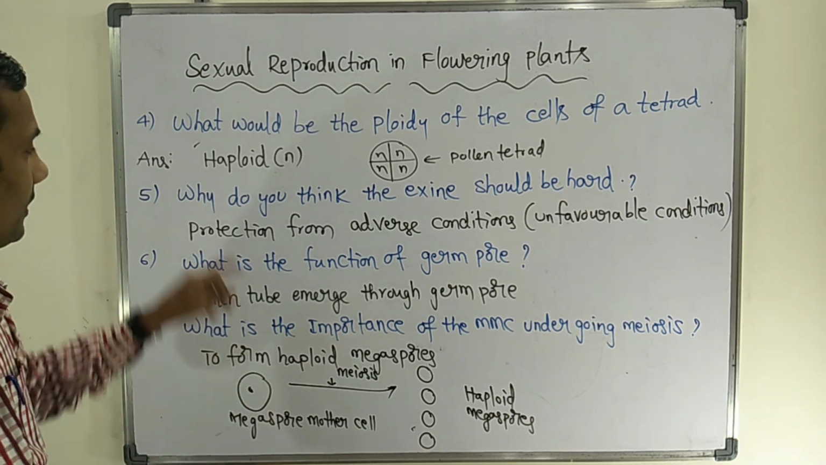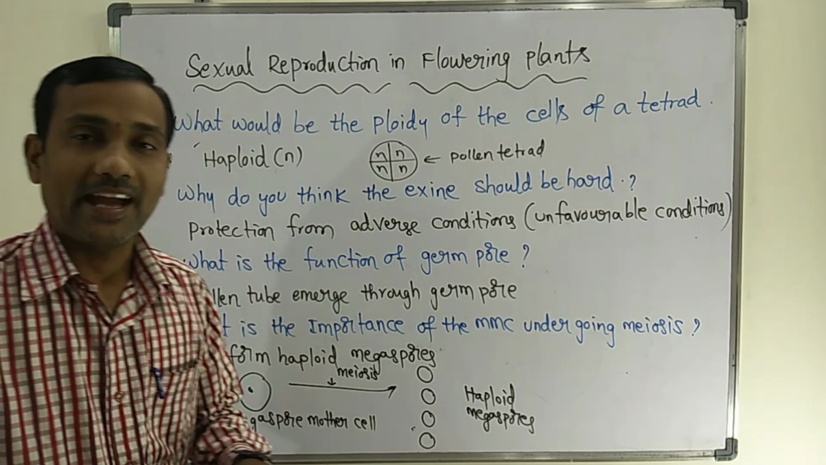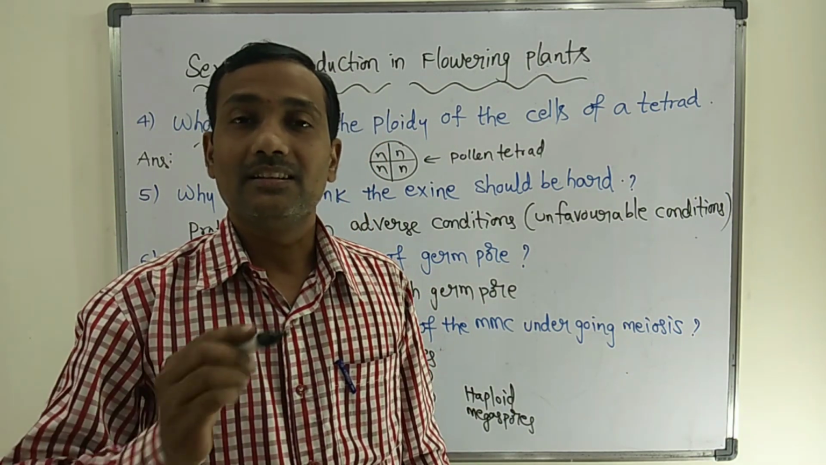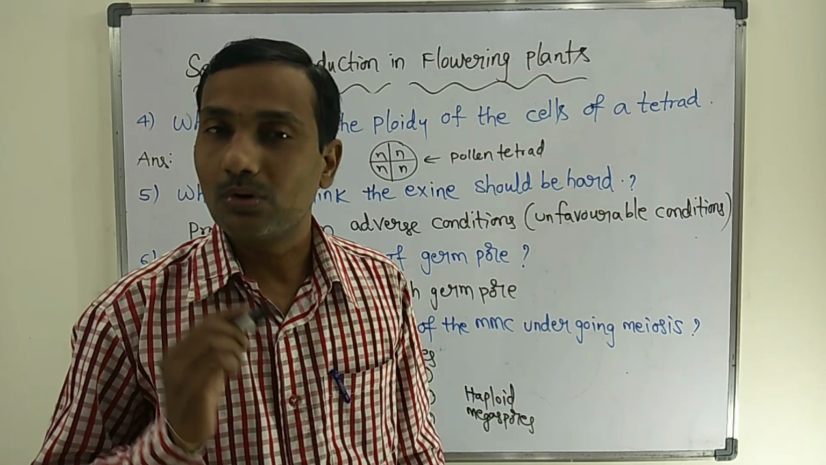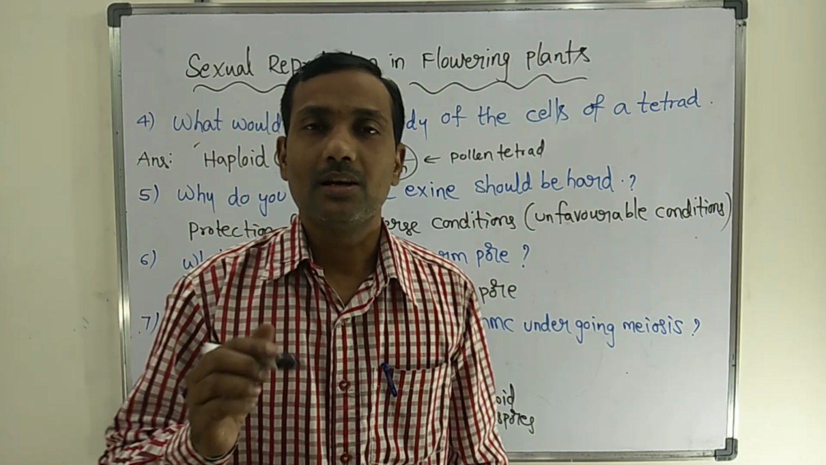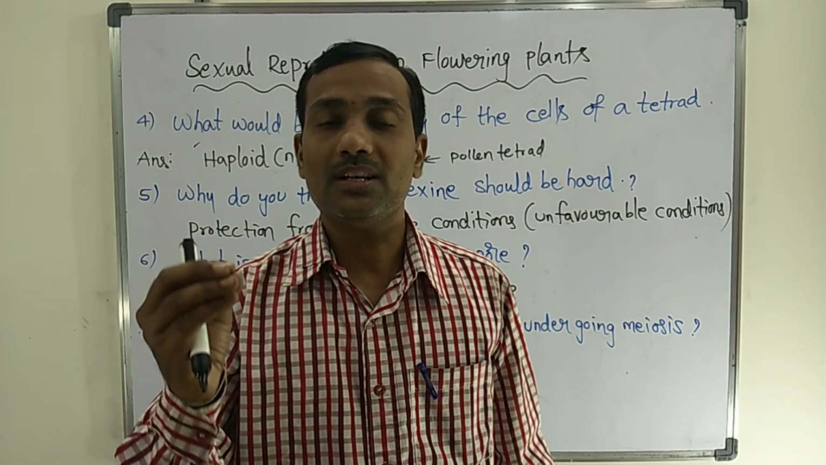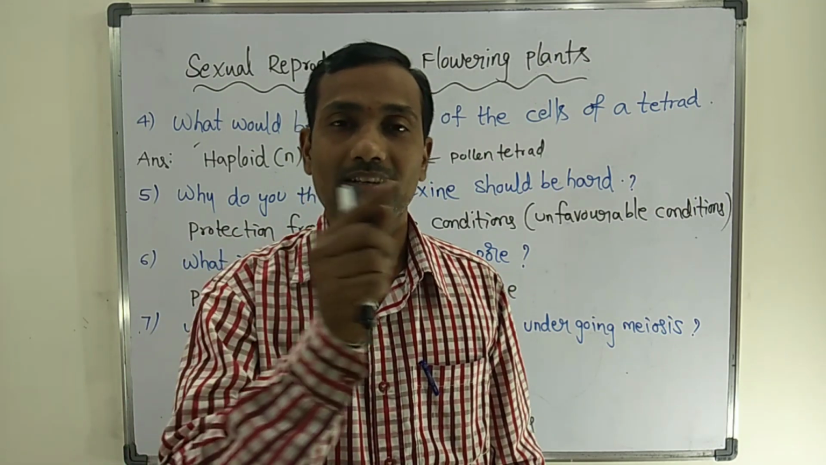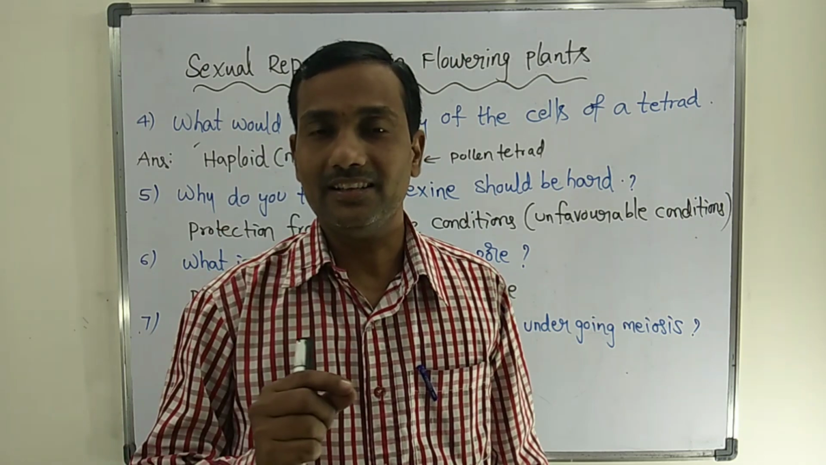Fifth question, why do you think the exine should be hard? Exine is the outer layer of the pollen grain, made up of the organic material sporopollenin, because pollen grains are protected from adverse, unfavorable conditions. That's why the outer layer, the exine, is a very hard layer.